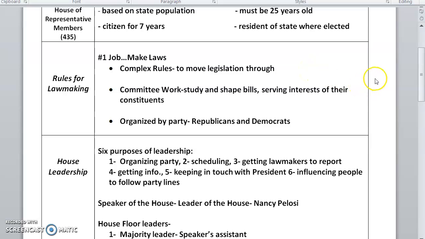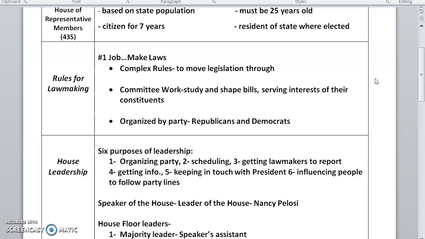Okay, the second part. We should know this by now. Number one thing that Congress does is make laws. So that's their number one job. They do other things too. They can declare war. They have to check the executive branch and check the judicial branch and those kind of things. But the number one thing that the legislative branch does, Congress does, is make the laws. So that's what this is focused on here.